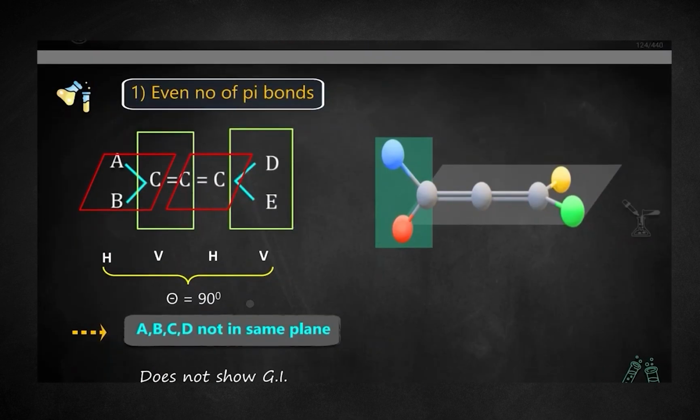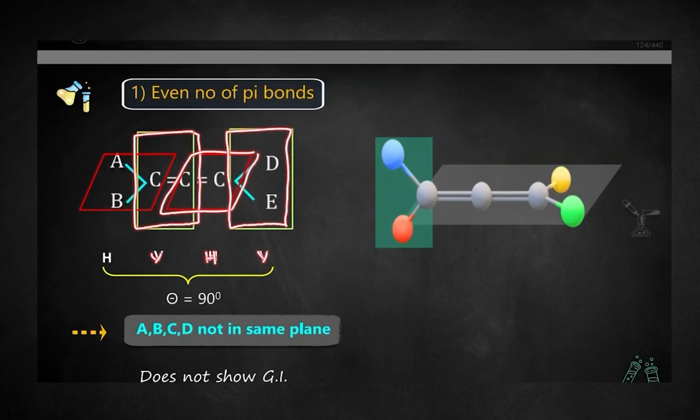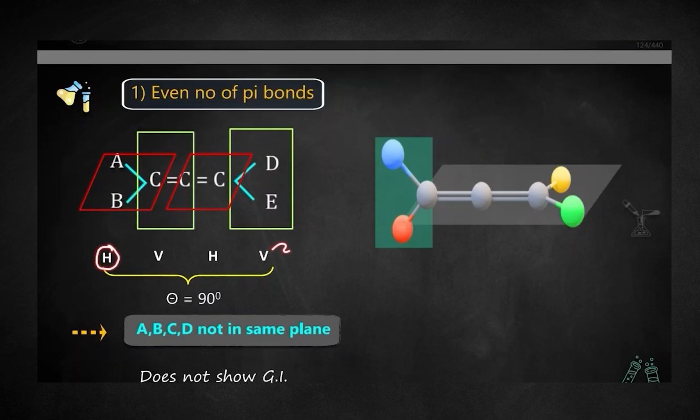So in the even number of pi bonds, this A and B are in the horizontal plane, this double bond is in the vertical plane, again this double bond will be in the horizontal plane, and the D and E will be in the vertical plane. So this is in the horizontal, this is in the vertical, so AB and DE are not present in the same plane. And they have a difference in the bond angle, that is 90 degrees. ABCD are not present in the same plane, so they cannot show geometrical isomerism.